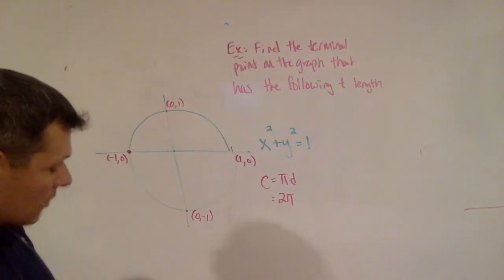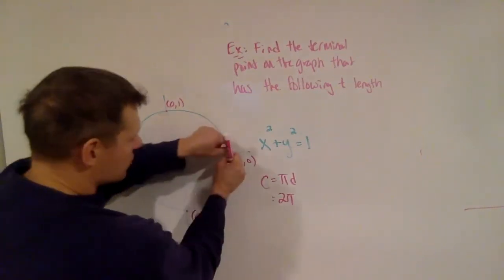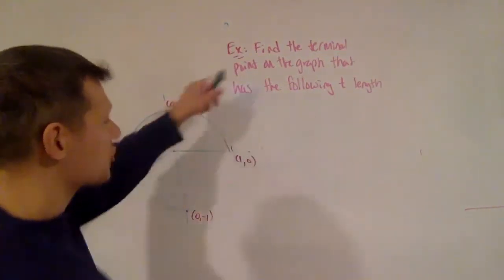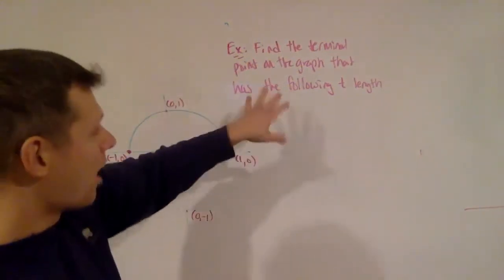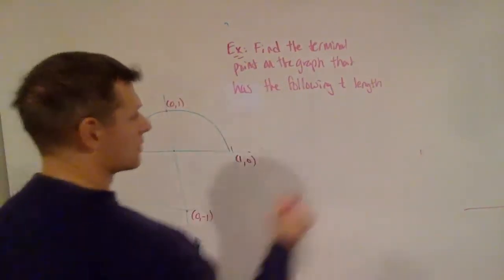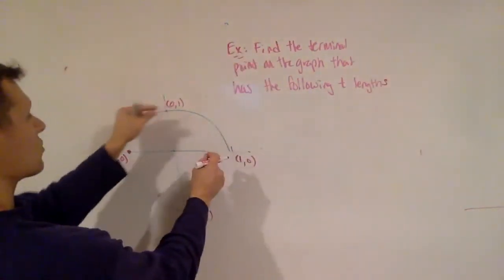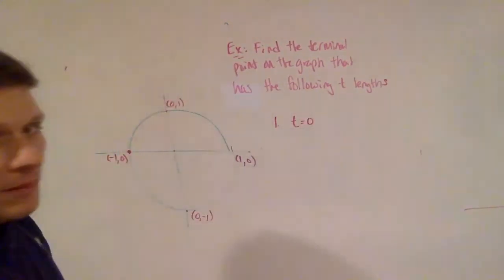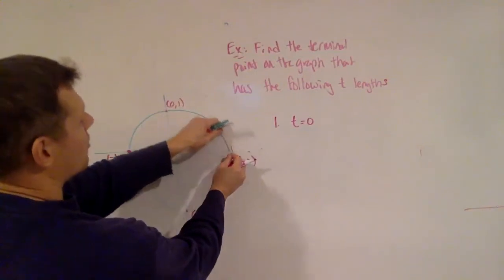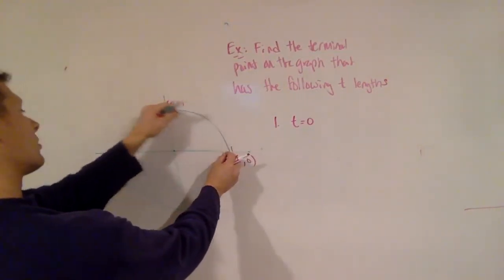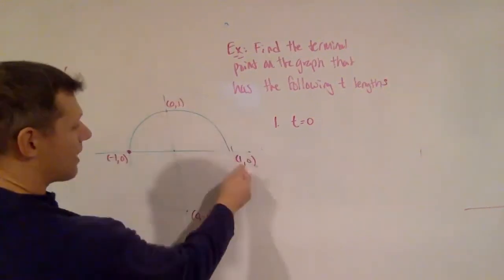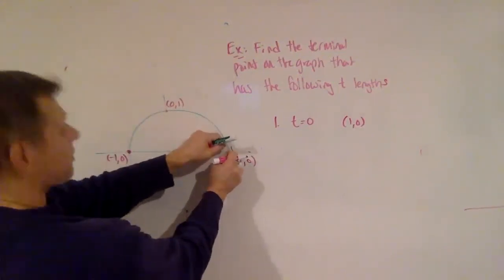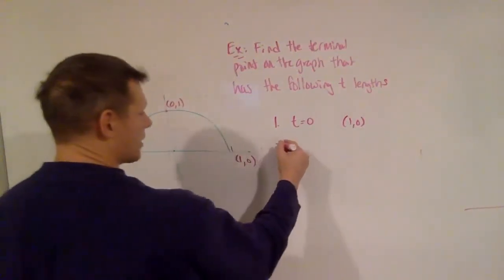So what I want to do is, again, I always want to talk about having a string that starts at a certain point, and I want to wrap that string, okay? All right, so find the terminal point. Where does the string end on the graph that has the following t lengths. So again, I'm getting a string of a certain length, and I want to find the terminal point. Suppose t equals 0. That means I start here and I wrap 0 around. Where do I end up if I wrap 0 around? Well, I end up at just my starting point, 1, 0. So if I wrap a string and the string has 0 length, I don't go anywhere. That's where I'm at.